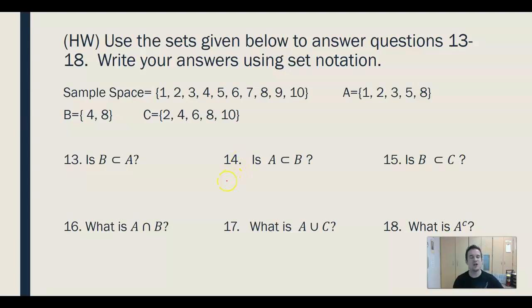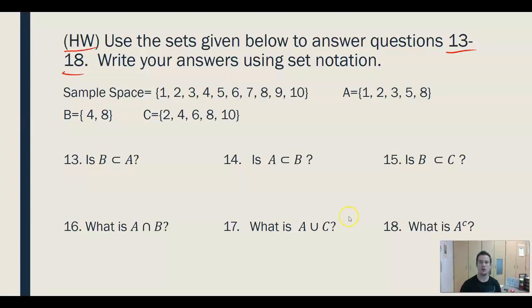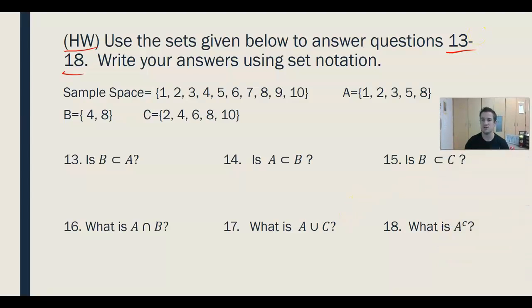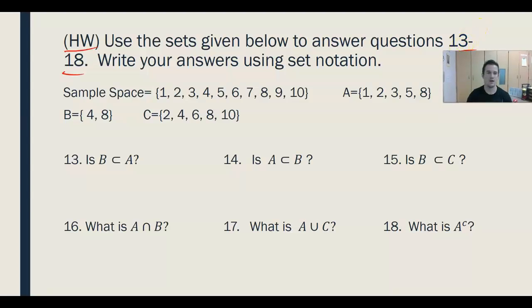So if you're feeling good, the rest of this video is going to be working on homework problems. So this is off of your homework. I think it ends up being questions 13 through 18. So if you have your homework out or you want to print it out and follow along here, feel free to do so. It says, use the sets given below to answer questions 13 through 18. Write your answers using set notation.